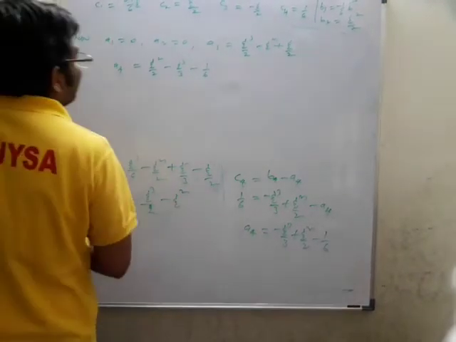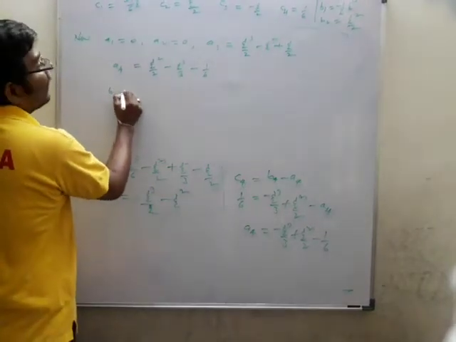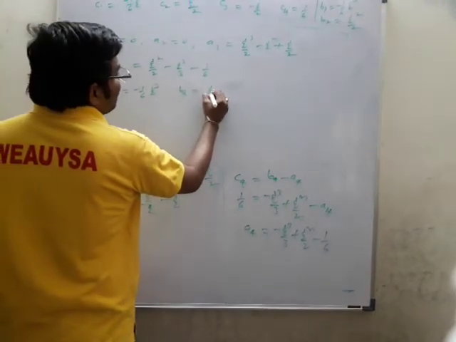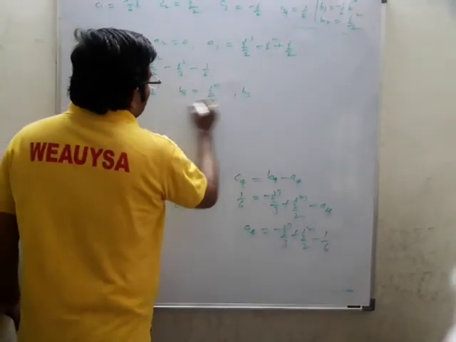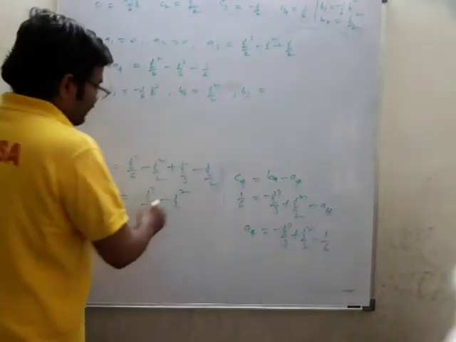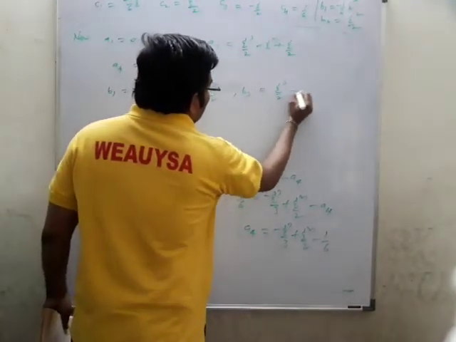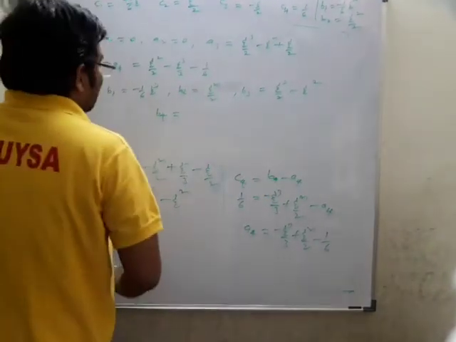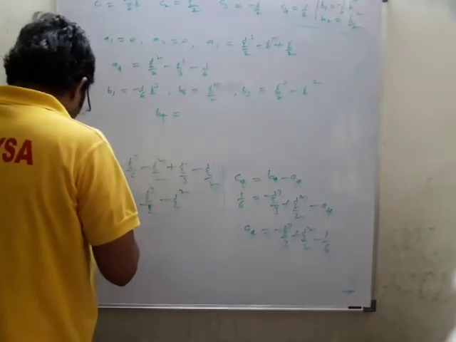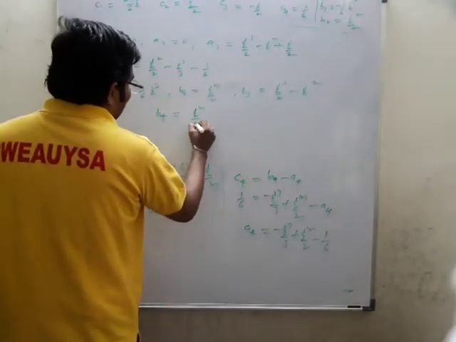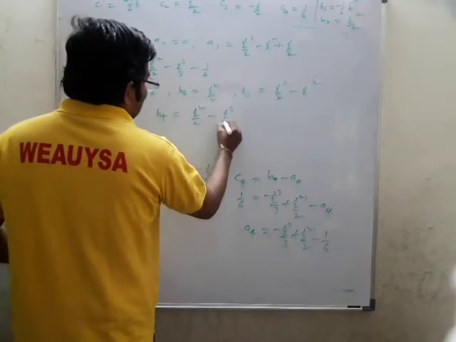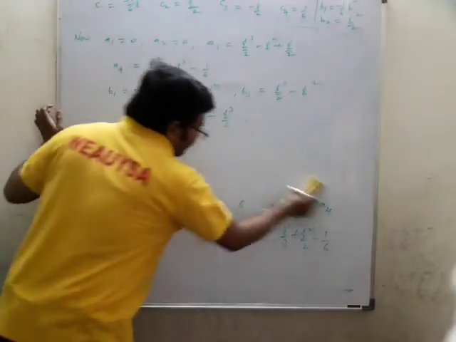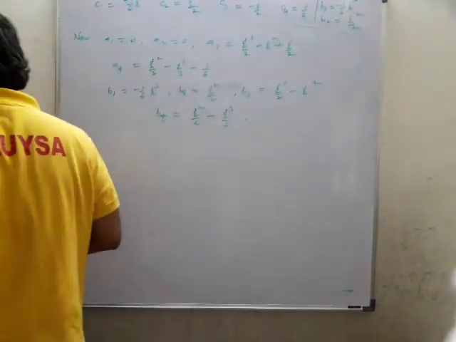Okay. A3 I got, A4 I got, and B1. B1 is minus 1 by 6 xi cube. B2 is xi square by 2. B3 is xi cube by 2 minus xi square. B4 I got like this: xi square by 2 minus xi cube by 3. Now we'll try to put all those values. These are all values to get the Green's function.